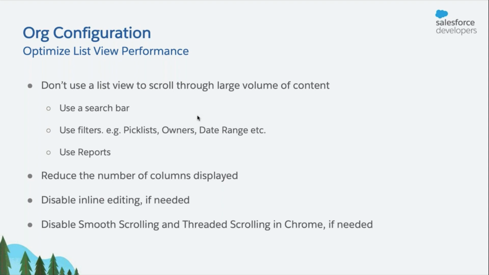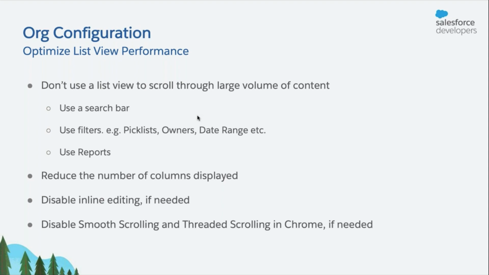And finally, use reports. In our internal tests, what we have found is that if you create a list view to scroll through thousands of records, and you create a report to scroll through the same 1,000 records, reports perform much faster than list views. So try to use reports, again, just a guidance, do your own research and find it out. And of course, you can reduce the number of columns.